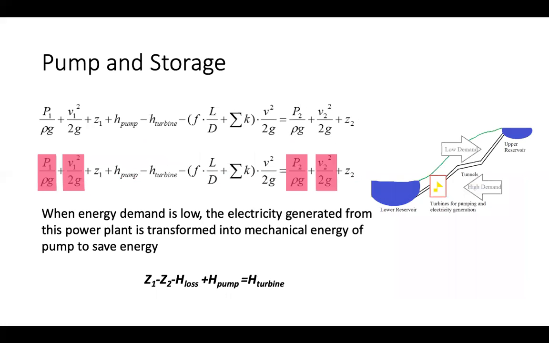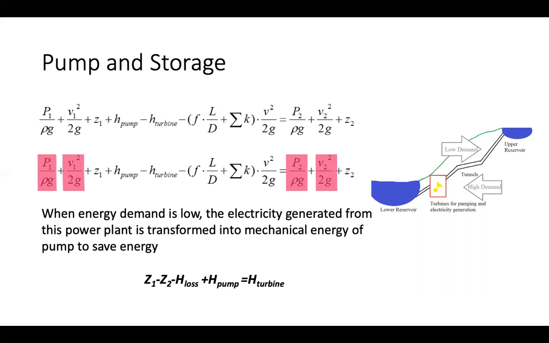This final type is pumped storage. It is similar to the impoundment type. However, there is a pump head in this equation. When the energy demand is low, the electricity generated from the power plant can be transformed into mechanical energy again.